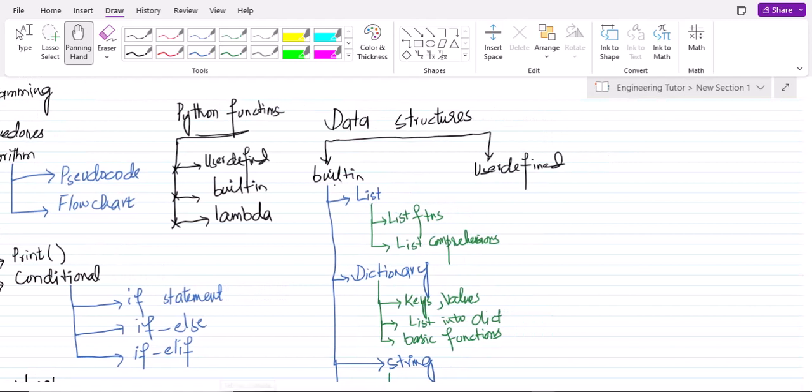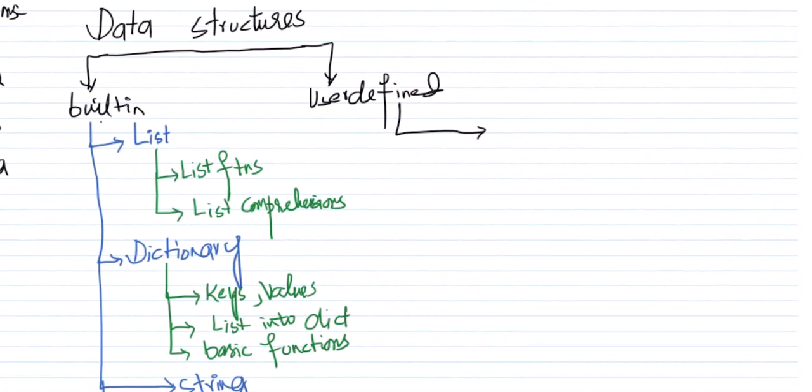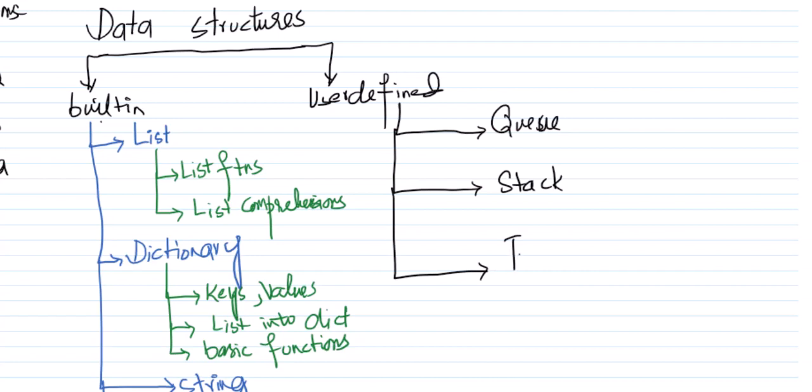After it, we didn't discuss the user defined function, and in our next series we will talk about it. So what are basically the user defined data types? These are basically the queues, stack, similarly trees, and the last one and the very important one are the graphs.